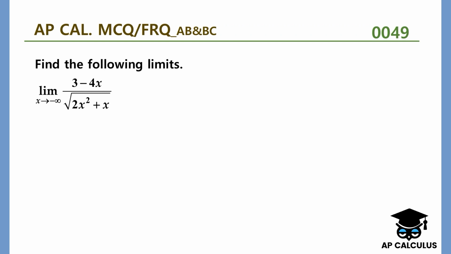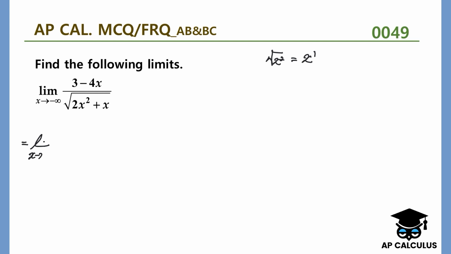Question 49. We have the limit as x approaches negative infinity of 3 minus 4x over the square root of 2x squared plus x. Okay, let's look at our denominator. The highest degree is square root x squared. Square root x squared is equal to x to the power of 1, right? So the highest degree in our denominator is x to the power of 1. So we're going to divide both the numerator and denominator by x to the power of 1. So let's do that.